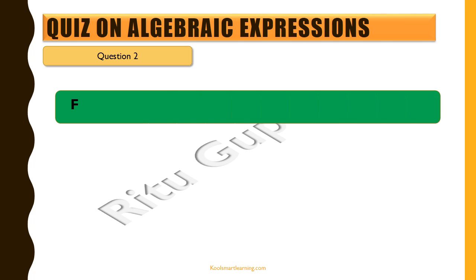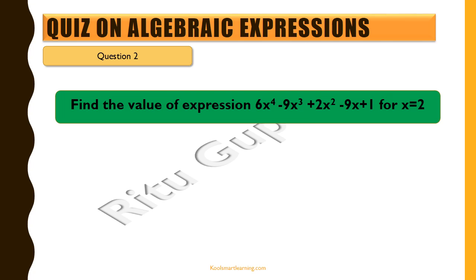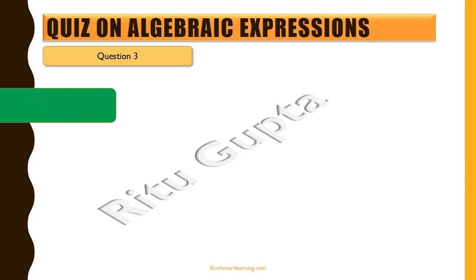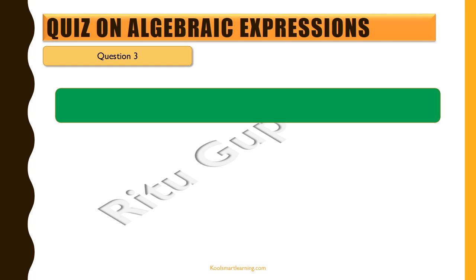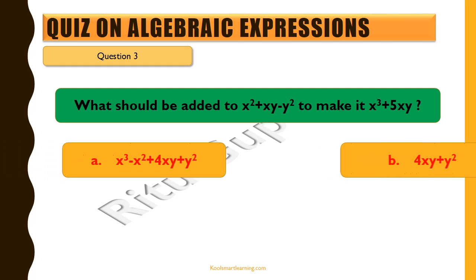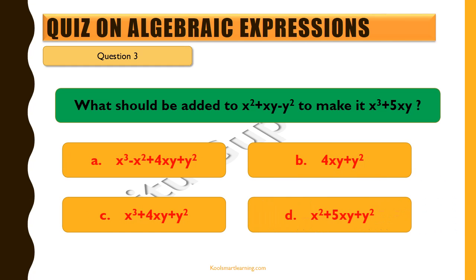The second question is, find the value of the expression 4x raised to power 4 minus 9x cubed plus 2x square minus 9x plus 1 for x is equal to 2. So here are the options. And let's move on to the last question of algebraic expressions. What should be added to x square plus xy minus y square to make it x cubed plus 5xy? And here are the choices.